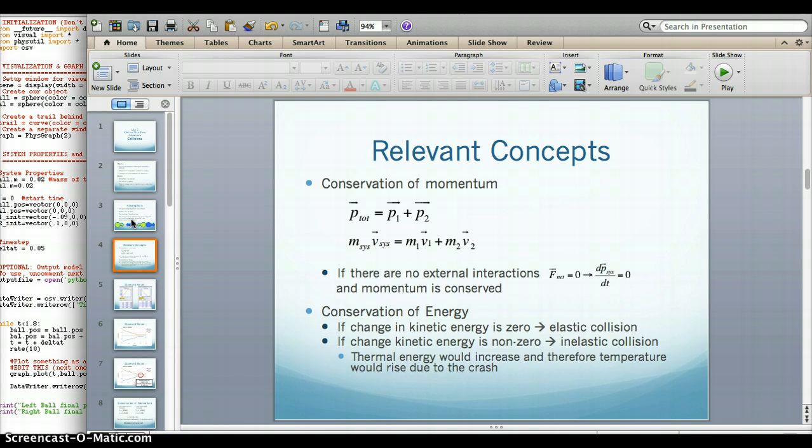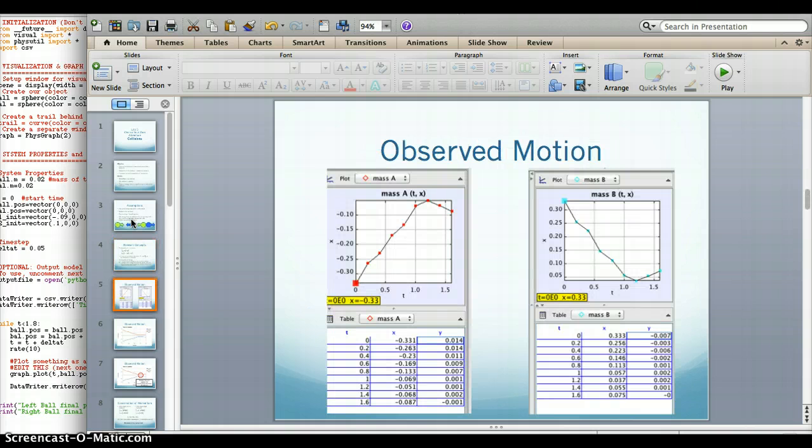Next, the conservation of energy. As we stated earlier, we can set delta E equal to 0 because there are negligible interactions between the system and the surroundings. If the change in kinetic energy is also 0, then we have an elastic collision. However, if the change in kinetic energy is non-zero, there is an inelastic collision. This would mean that thermal energy would increase and the temperature would rise due to the collision.